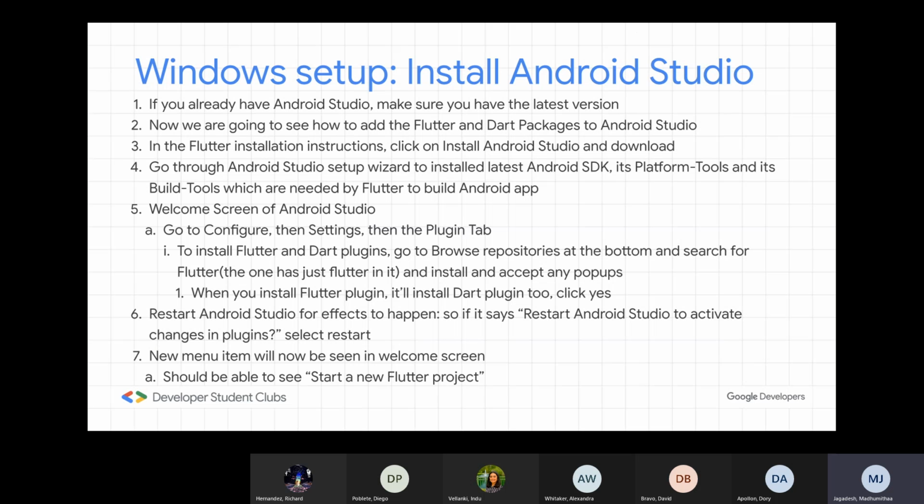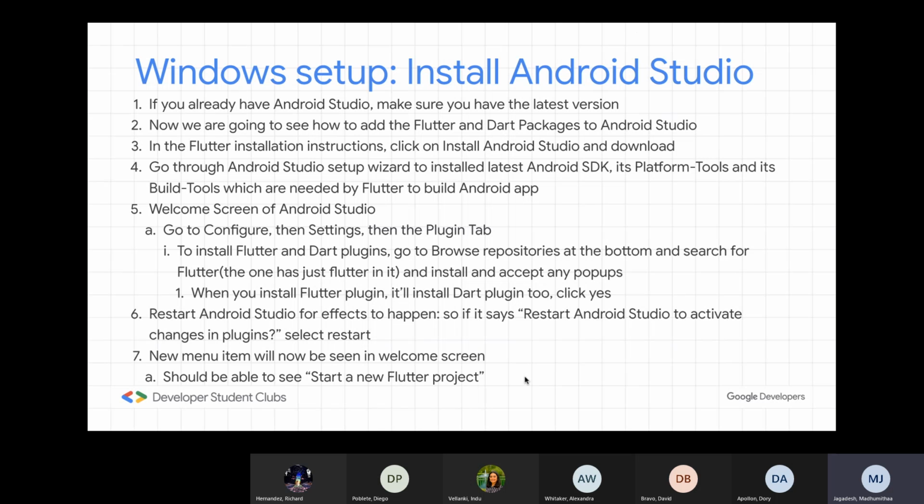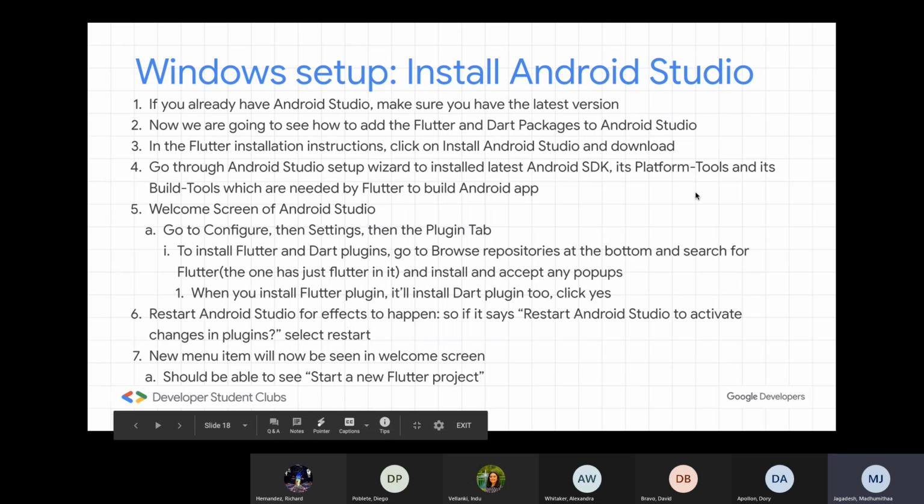After you install it, it'll ask you if you want to install the Dart plugin too, and you're going to click yes. And then you want to restart Android Studio to activate the plugins. So you know that Android Studio is installed correctly if, after you do all these steps and come back to the main screen, it says start a new Flutter project. When you initially install Android Studio, that option won't be there, but after you install the plugins and restart it, it should be there.